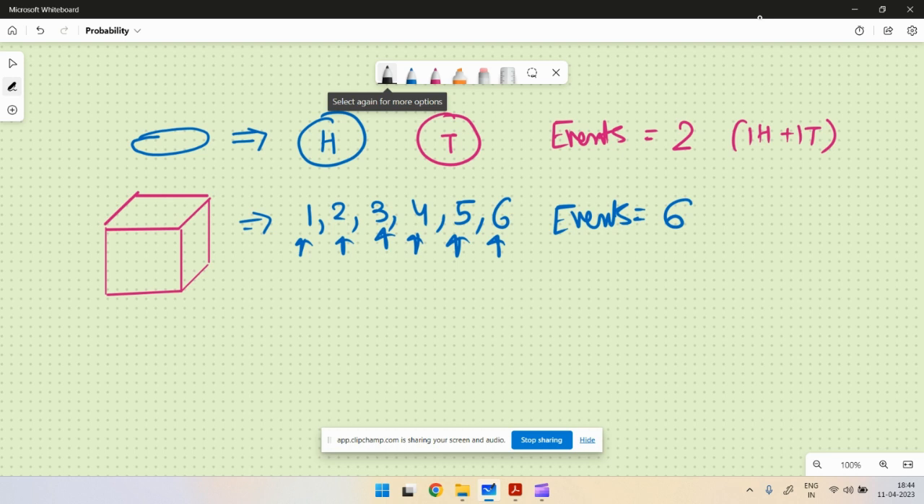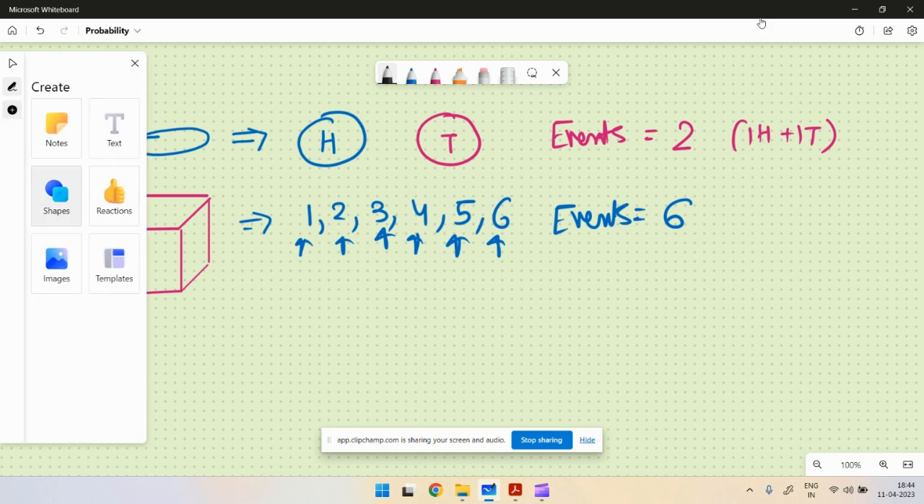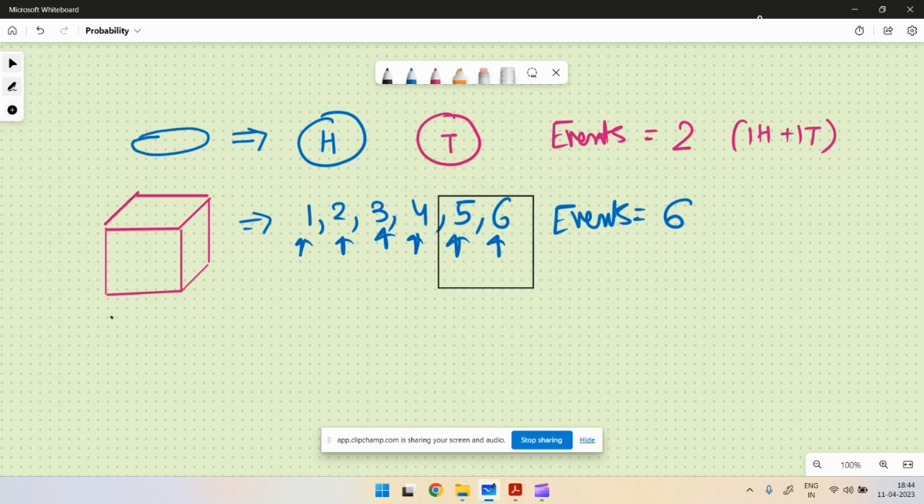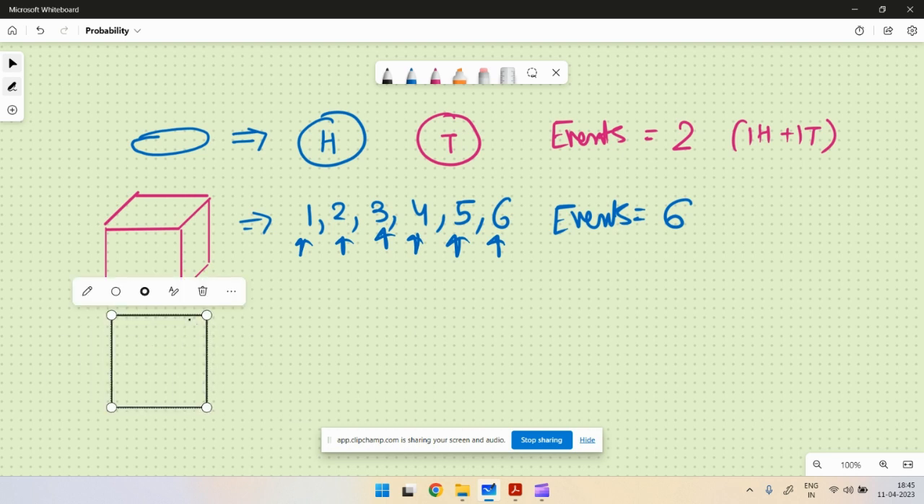Third is a card. You get a card. Now, a deck of cards. A deck of cards has a total of 52 cards.